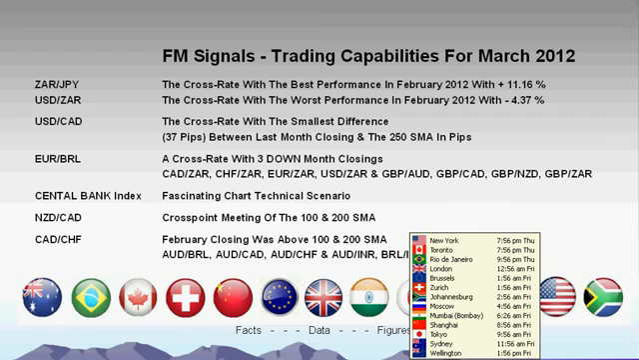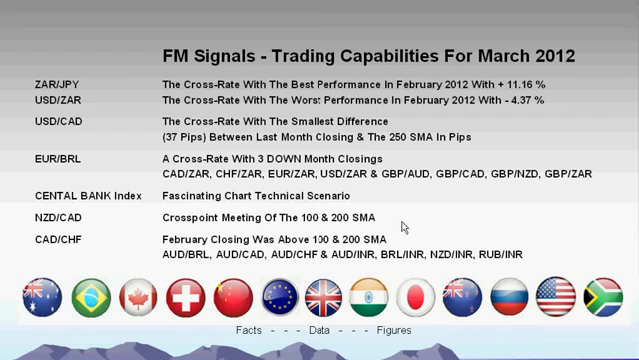Okay guys, after the overview about my four sites for internet platforms, let's go to the trading capabilities. So let's get started with the South African rand Japanese yen, the cross trade with the best performance in 2012, and the US dollar rand, the cross trade with the worst performance in 2012.